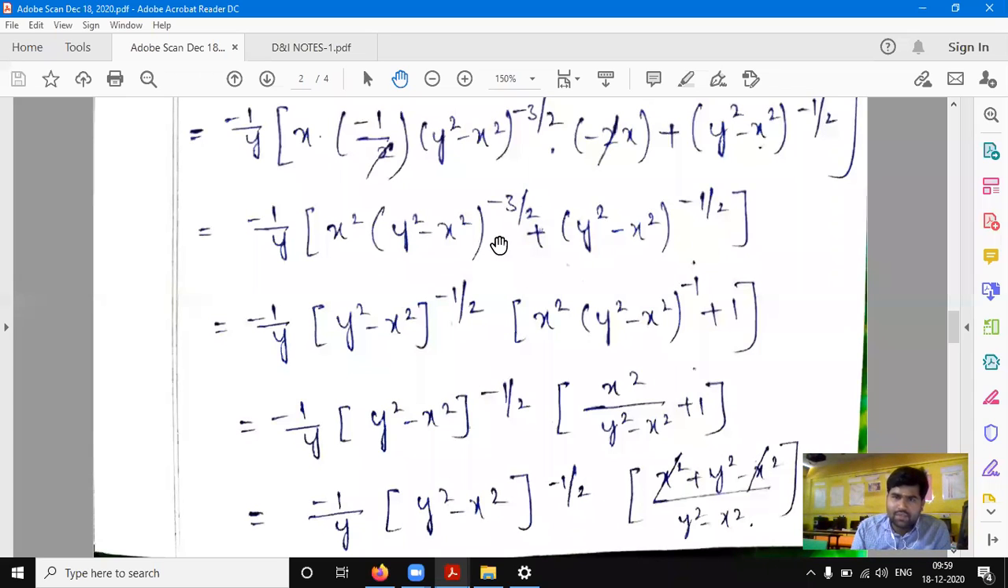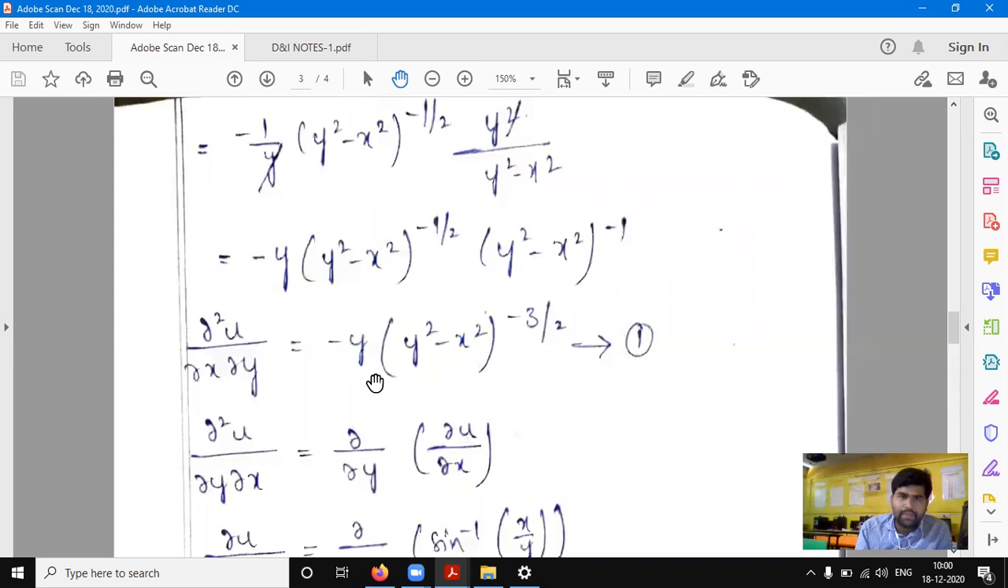So in these two terms, y square minus x square all to the power of minus 1 by 2 is common. So you have to take the common term, that is y square minus x square all to the power of minus 1 by 2. So remaining, here x square into y square minus x square all to the power of minus 1, because we wrote minus 3 by 2 like minus 1 by 2 minus 1. So that minus 1 here plus this one already outside, so that becomes plus 1.